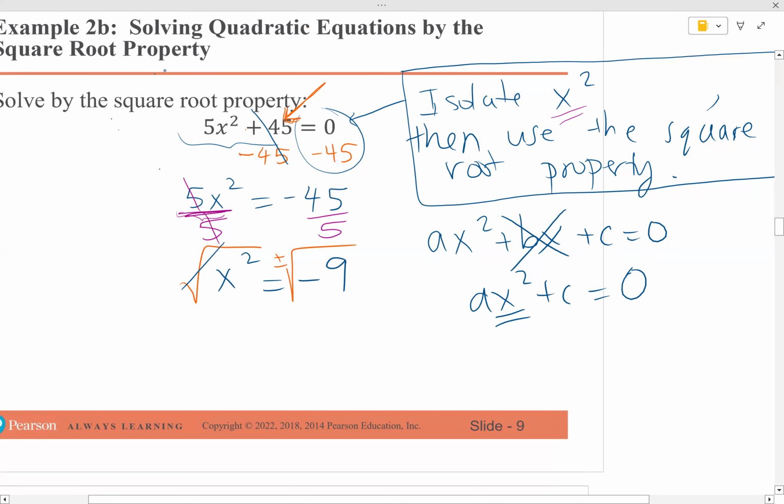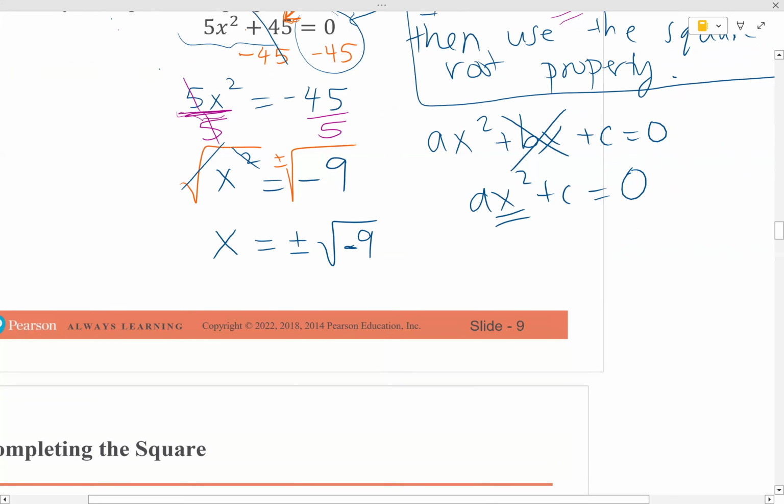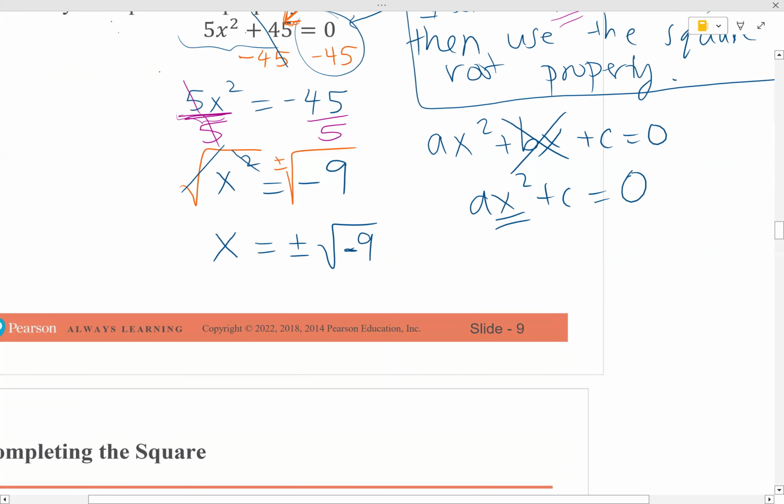On the left side, the square root and the square cancel, just leaving the x, and then that is equal to plus or minus. Now we saw in section 1.4 how to deal with these, the square root of negative 9. If you need for your major to take a lot of math classes, you might see imaginary numbers again, but for the most part, this is the only useful part, just to simplify. If you get solutions like this that are imaginary, now we know how to deal with them.